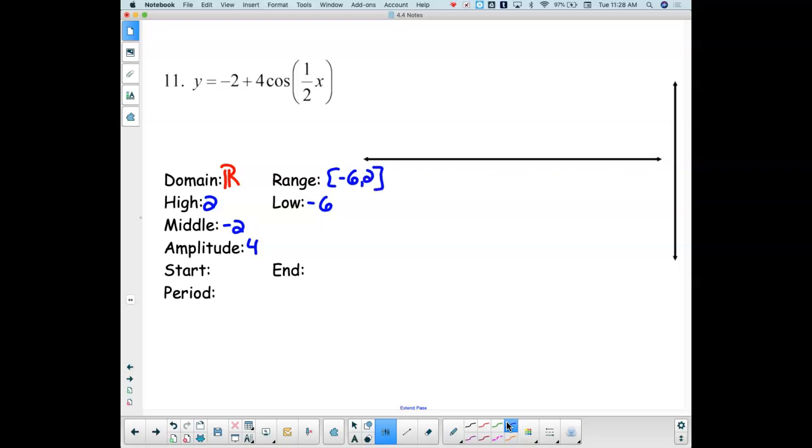Yeah, pretty much. The shape's probably a little different. Start: 0. Period: 4 pi, because 2 pi divided by 1/2 is 2 pi times 2 over 1, which is 4 pi, which means it ends at 4 pi.